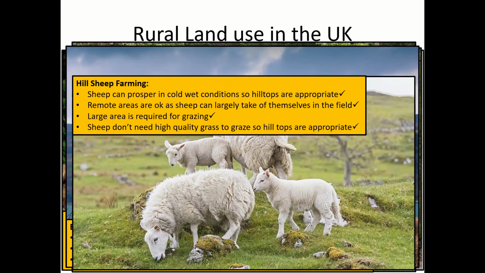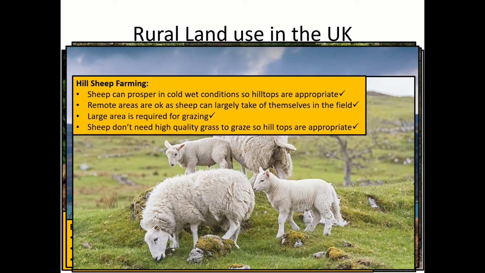Hill sheep farming is a more commonly used example. And sheep, unlike cattle, can go in really, really tough areas. They can survive in cold, wet conditions, so hilltops are appropriate. They can largely take care of themselves, so remote areas are fine. You can be quite far away, you don't need to be close to a farm building. You will need a large area of open space required for the sheep. And sheep don't require high quality grazing, unlike cattle.